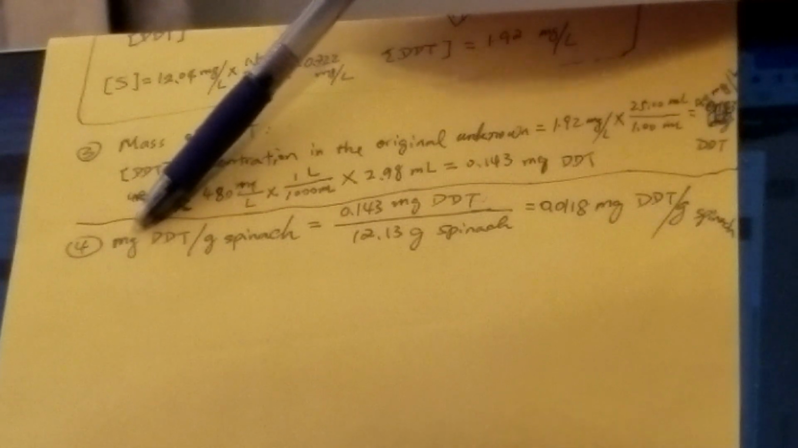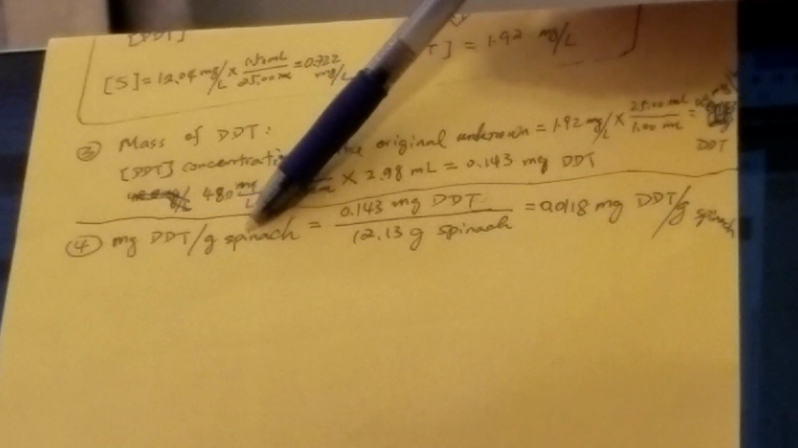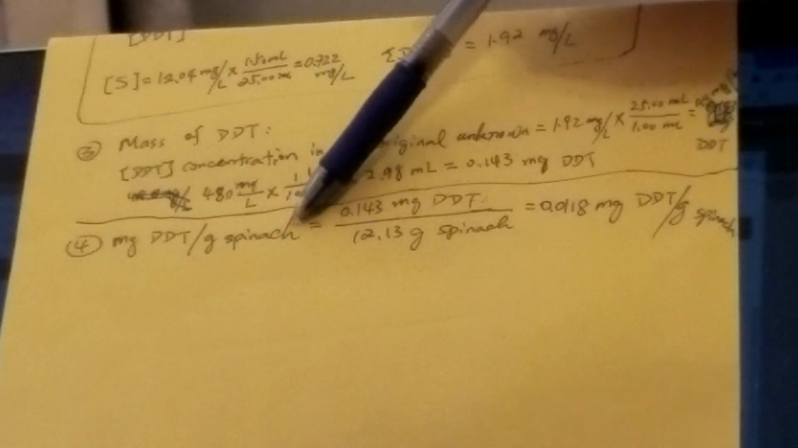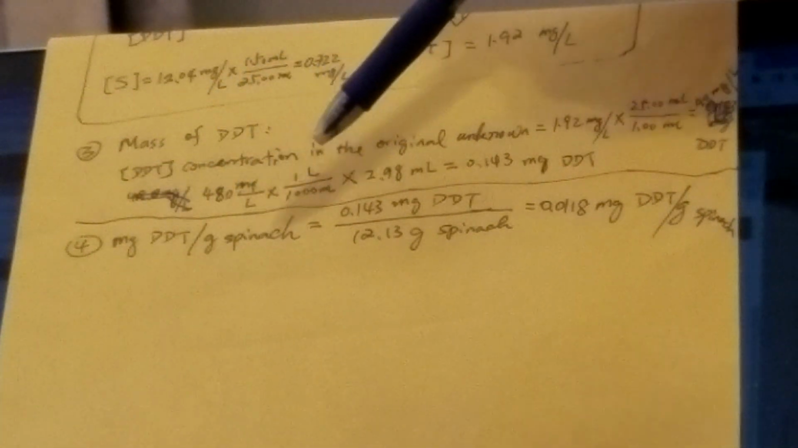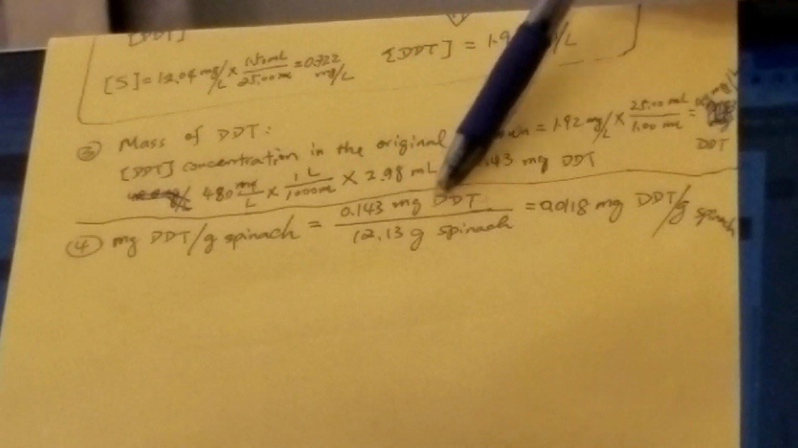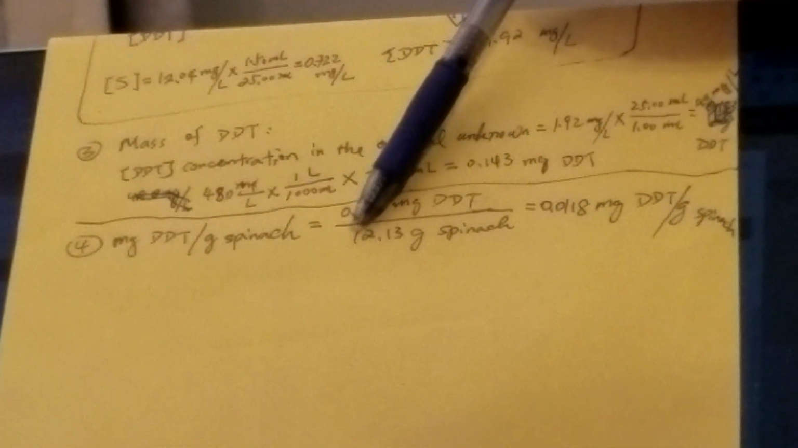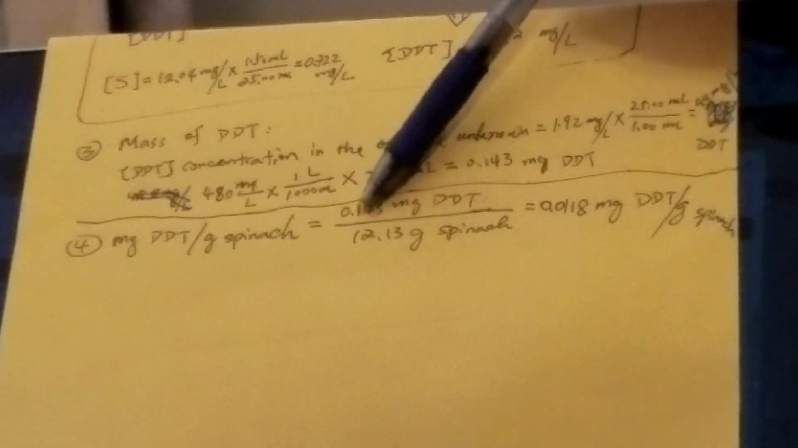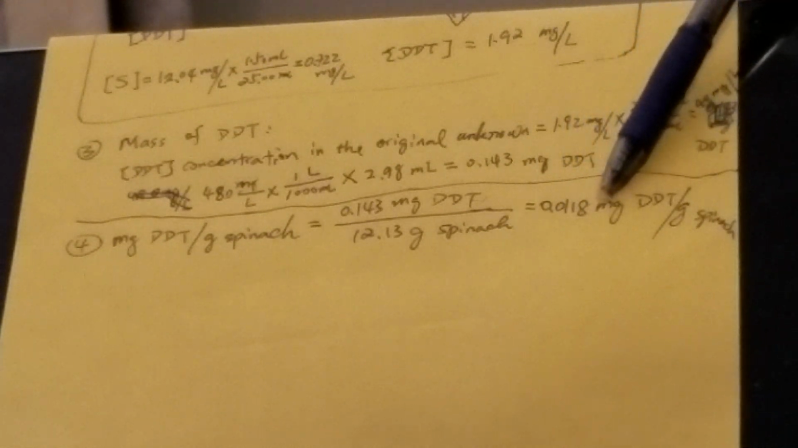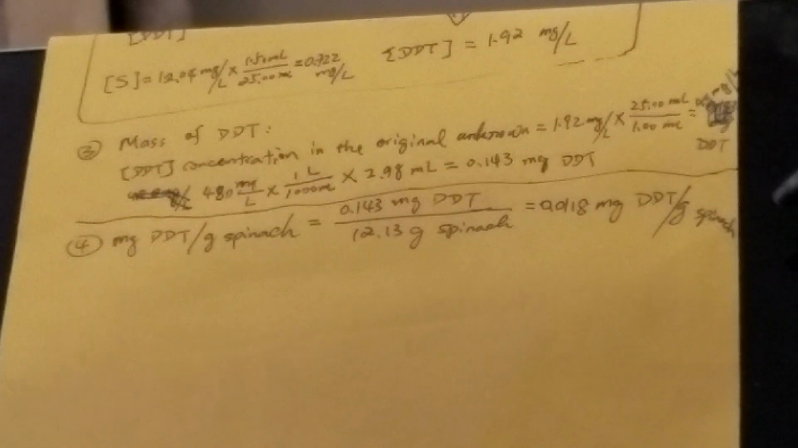And lastly, we need to find out the milligrams of DDT in each gram of spinach. This is also a concentration, if you may: milligrams of analyte per gram of sample. That's that kind of specific concentration. We already know the milligrams of DDT, and now we just need the mass of the sample, which is spinach. If you read the question carefully, 12.13 grams of spinach was used. So the ratio of the two is 0.0118 milligrams of DDT per gram of spinach. That's the answer for the second part of the question.